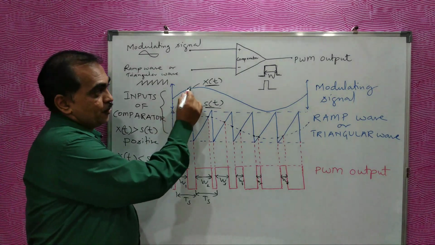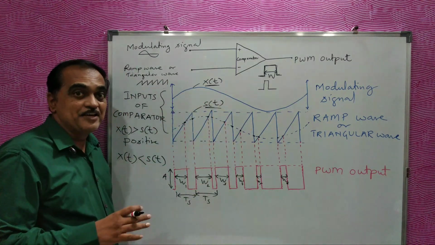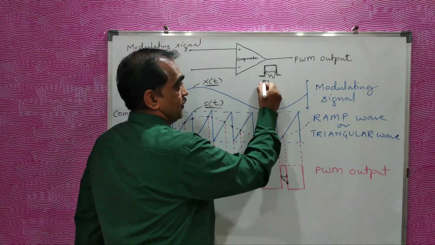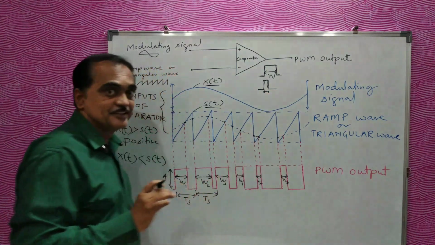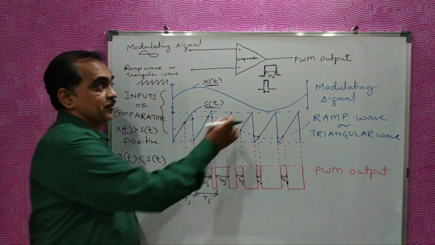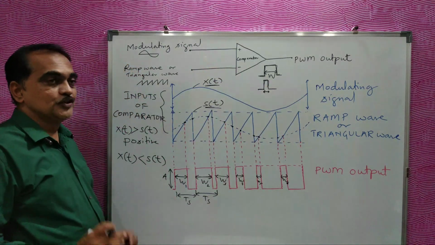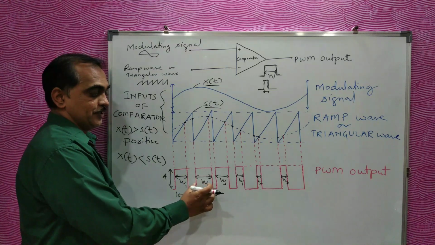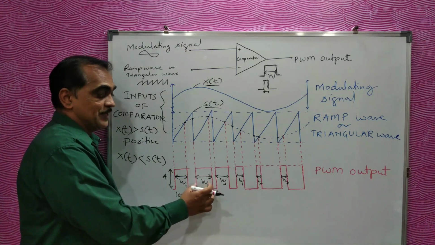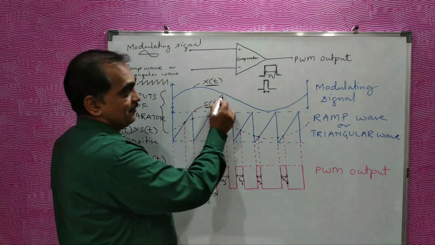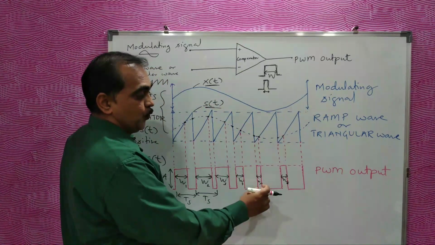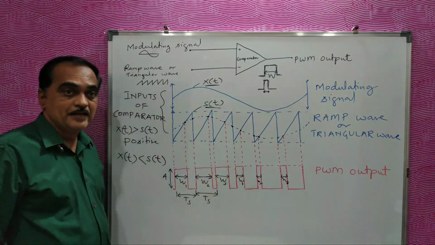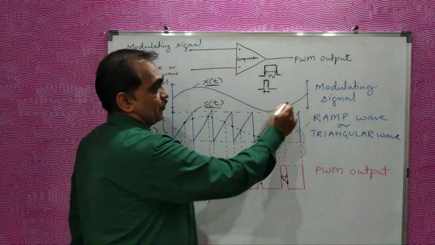Similarly, whenever the analog signal goes negative, its magnitude is less than the ramp wave, the output will give a width which is smaller. It is not going to be big. It is going to be small. So this shows that whenever the analog signal is going more positive, the width of the output pulse is more. And similarly, whenever the analog signal is going negative, the width of the pulse is less. That means the width of the pulses is varying according to variation of this analog signal.